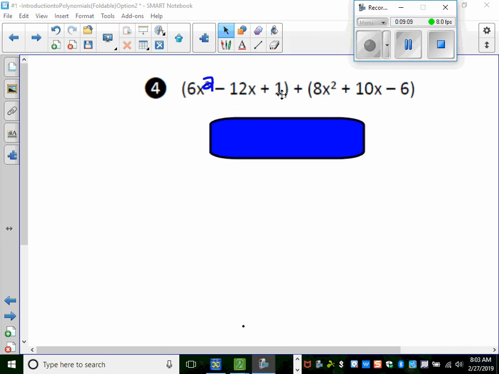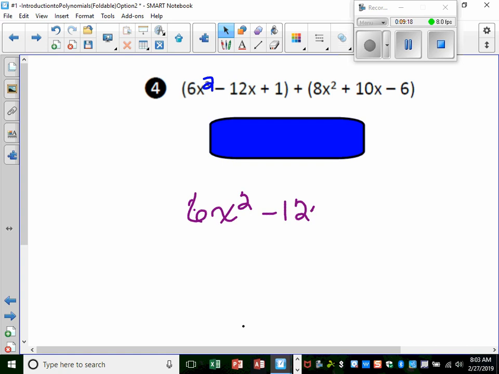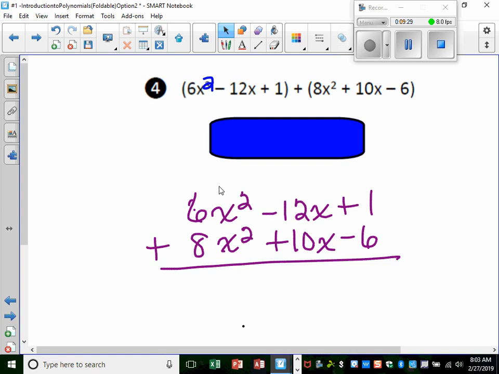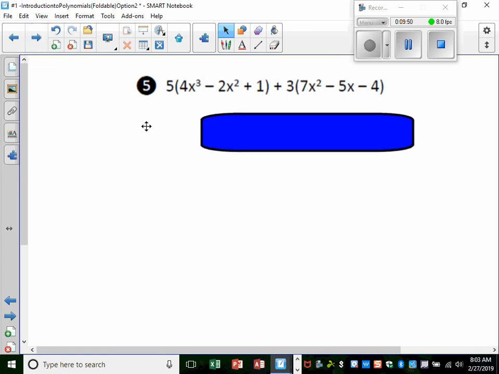All right, so let's take a look at question 4. I'm going to rewrite it vertically. So 6x squared minus 12x plus 1 plus 8x squared plus 10x minus 6. So I'm adding x squares to x squares, x's to x's, constants to constants. So this will be 14x squared minus 2x minus 5. Okay, again, just adding like terms together.